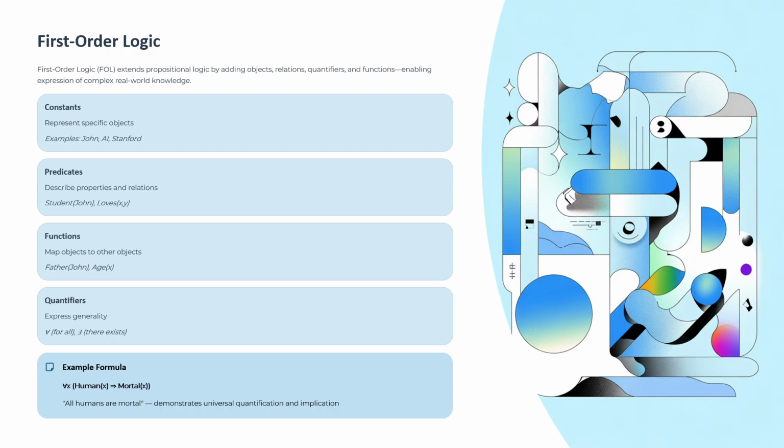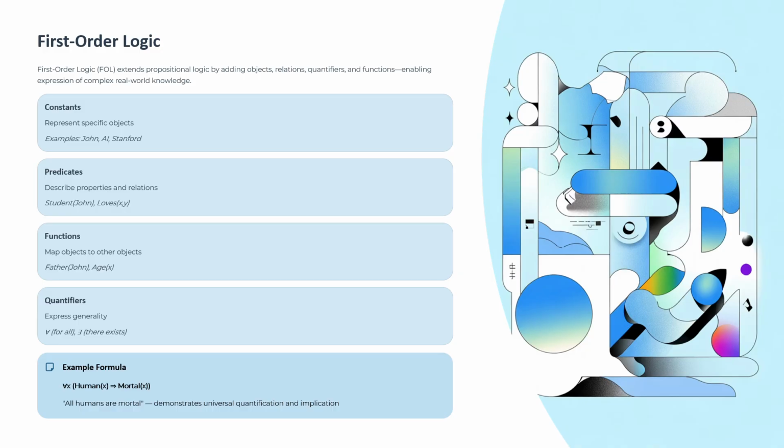Constants represent specific objects like Ram, KIT. Predicates describe properties and relationships, like Student X loves big data. Functions map objects to other objects, like student Y associated with data science. Finally, quantifiers express generality: for all, there exists.